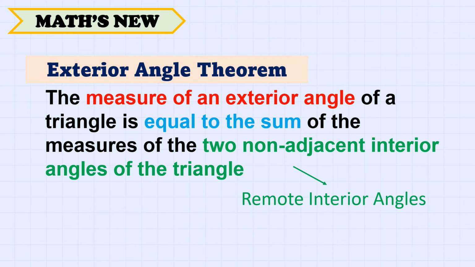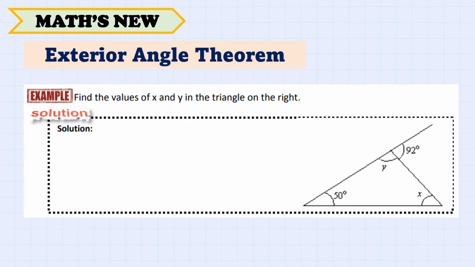So let's explain this via example. Find the values of x and y in the triangle on the right. Solution: the exterior angle is 92 degrees, and let's find the values of x and y using the exterior angle theorem. So x plus 50 is equal to 92. x and 50 are the remote interior angles, and the exterior angle is 92. The sum of the remote interior angles is equal to the measure of the exterior angle. So x plus 50 is equal to 92.